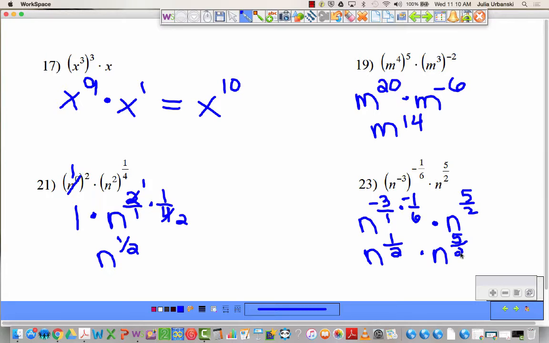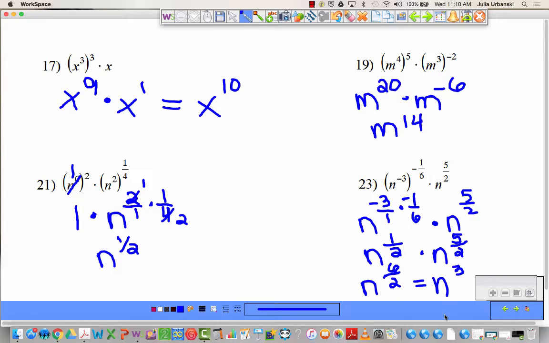Now look at this. Do I add these exponents or multiply them? Because they're two separate n's. That's when you add them. So you keep the denominator 2, you add the numerators, 1 and 5, and get 6/2, and it reduces to 3. Just 3, right? 3/1, so n to the 3rd.